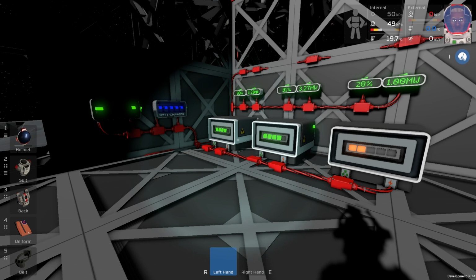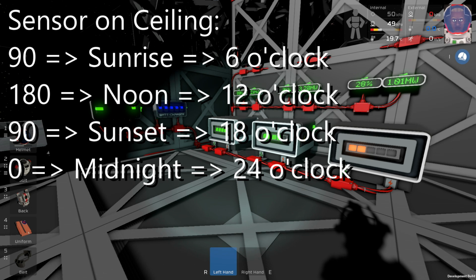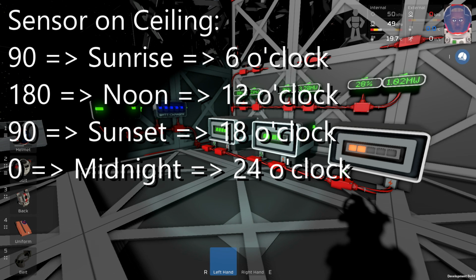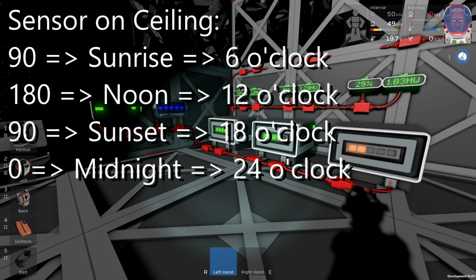First of all, if we place a sensor on the ceiling, then it is actually counting from 90 degrees. So as soon as the sun comes up, that is 90 degrees, and I want to mark this spot as 6 o'clock. As the sun rises to noon, so 12 o'clock, it is at 180 degrees, and then it goes backwards again. And that is, as I said, when you have the sensor on the ceiling.